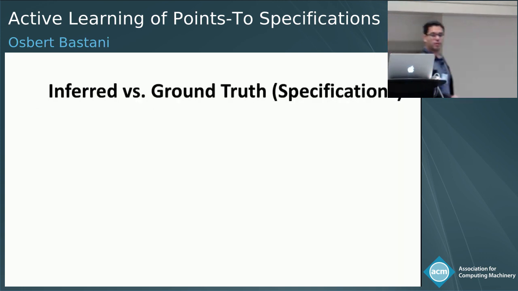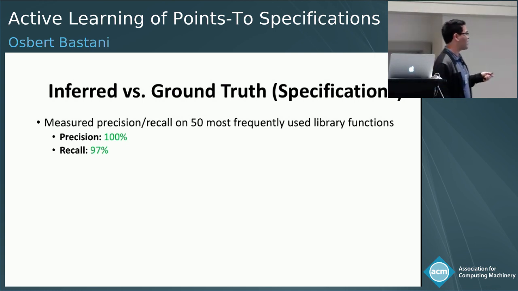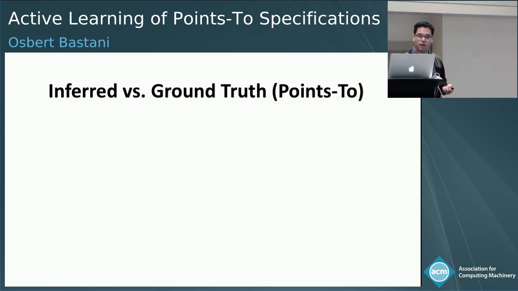First, I'm going to compare the inferred versus the ground truth specifications. This measures how well we do compared to ground truth. To do this comparison, we first looked at the specifications themselves. We restricted to the 50 most frequently used library functions. On these 50 library functions, we had 100% precision and 97% recall. Recall was counted fractionally for technical reasons that I'm not going to get into.